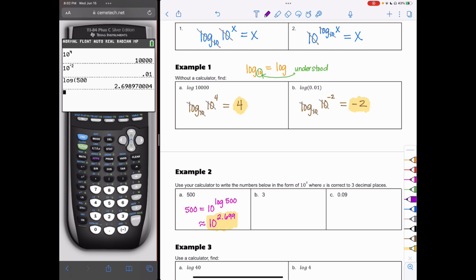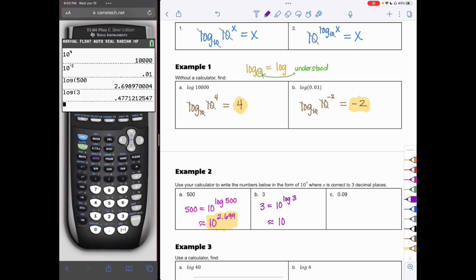Just like I did part A, I'm going to do part B. I want to rewrite 3. So I know that 3 is equal to 10 to the power of log base 10 of 3, because I know that the log base 10 and the 10 as the base of the exponent are going to cancel. So if I just put in my calculator the log of 3, I will end up getting 10 to the power of 0.477. So that will be my answer in the form of 10 to the power of x there.